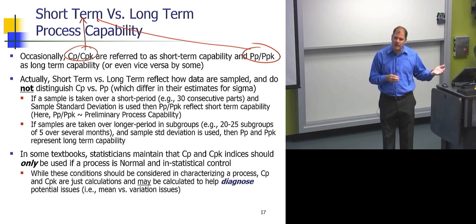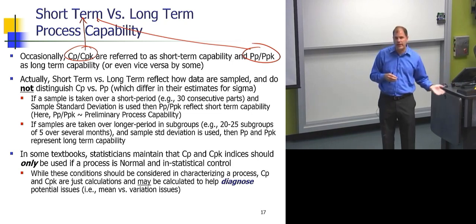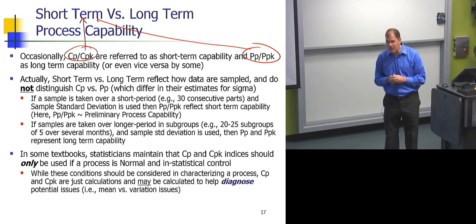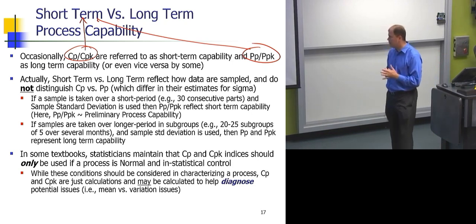Now, with that said, if someone took 30 in a row and they calculated using the overall sample standard deviation, they may call that PP and PPK and the short term. They're calling it the short term appropriately because of the way they collected data. They collected data 30 in a row as a measure of the short term.